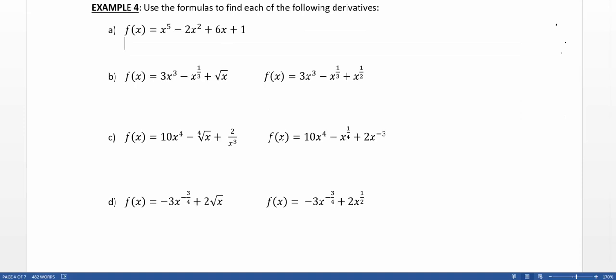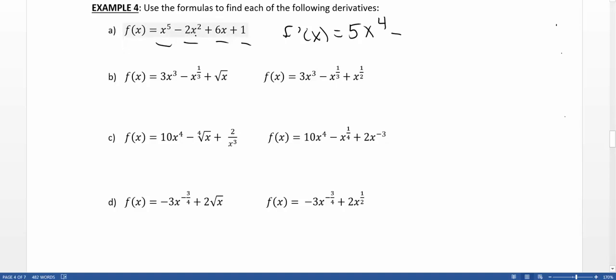Example 4. Use the formulas to find each of the following derivatives. So notice here that we have multiple terms in one function. So here for part A, the sum and difference rule says that I can go term by term and take the derivative of each part. So I start with my x to the 5th. The derivative of that is going to be 5x to the 4th. The power comes down and you subtract 1 from the power.